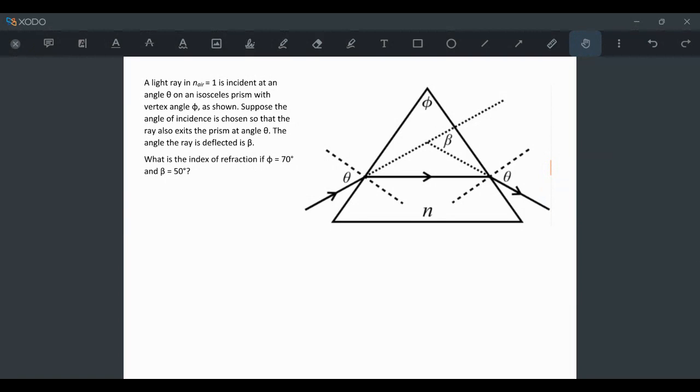Okay, so we're told that we have a light ray. It's in air, and we're denoting the index of refraction of air as 1, which is a fine, good approximation to make. It's very useful and makes all these problems easier.